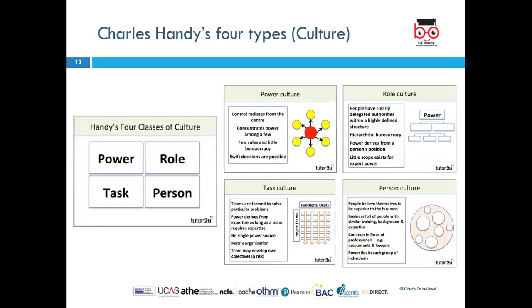And then the fourth one is person culture, which we are not very familiar with. It works with accountants and lawyers. So people believe themselves to be superior to the business, and there is a bureaucratic, authoritative way of thinking that they have the authority because they're better than the whole of the organization. So there are businesses where people work in that way. Each person has their own power and they don't work as a team. That's the culture that's unfortunate, and it shouldn't be happening, obviously.